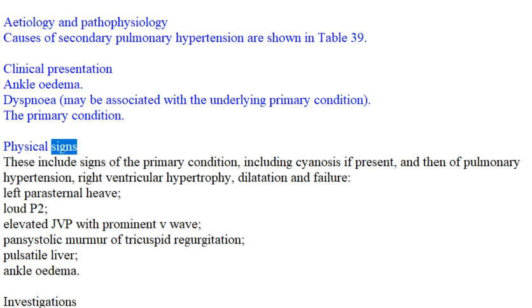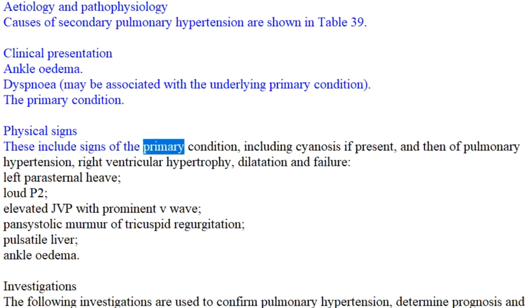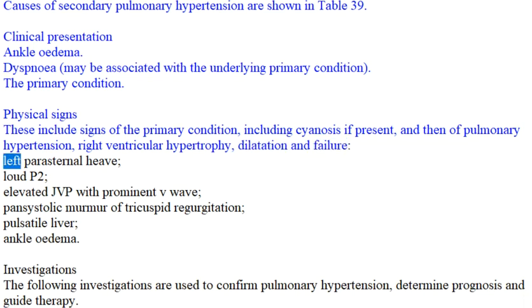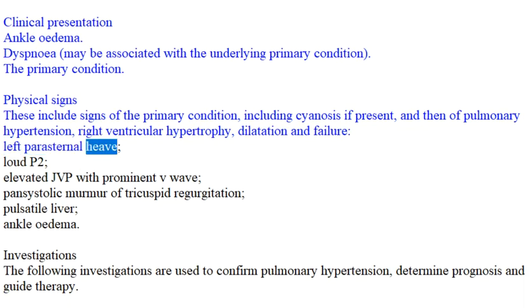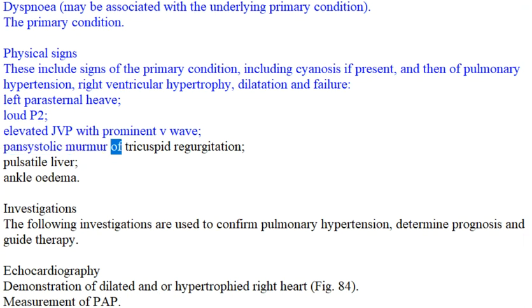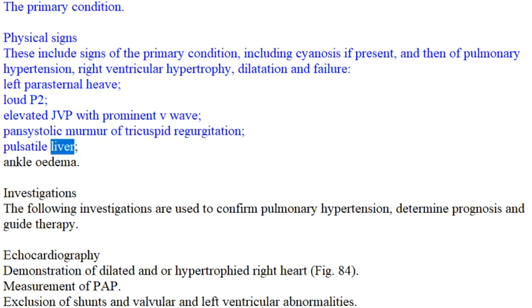Physical signs. These include signs of the primary condition, including cyanosis if present, and then of pulmonary hypertension, right ventricular hypertrophy, dilatation, and failure. Left parasternal heave. Loud P2. Elevated JVP with prominent V wave. Pansystolic murmur of tricuspid regurgitation. Pulsatile liver. Ankle edema.